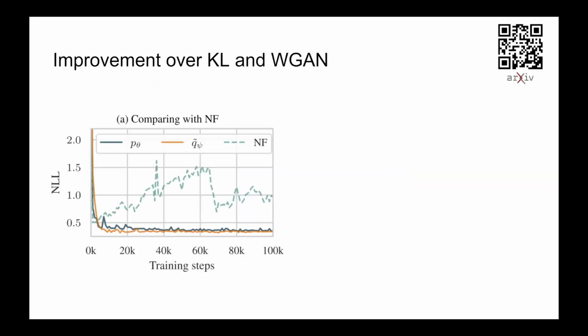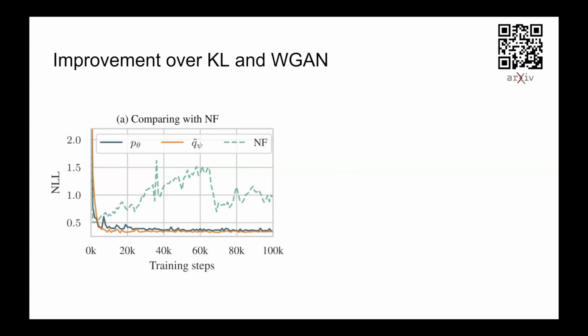Next, on the same dataset, we also want to compare with normalizing flows, where we just minimize the KL, or maximize the log likelihood, meaning minimize the negative log likelihood. And you can see that the normalizing flow starts pretty well, but then starts to diverge. This is because the normalizing flow actually starts to learn the empirical distribution rather than the true distribution, while for our framework, it's not really an issue, it's still stable.